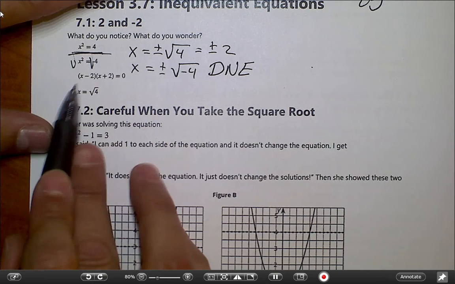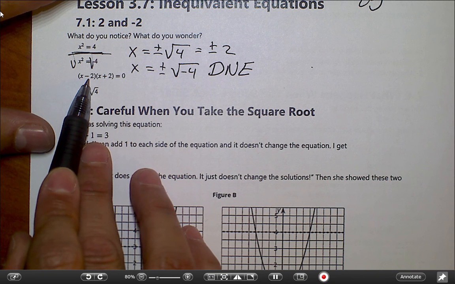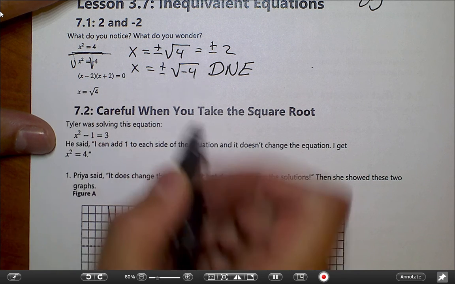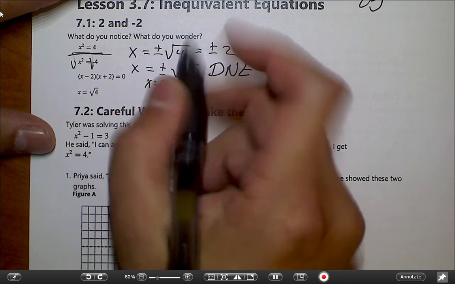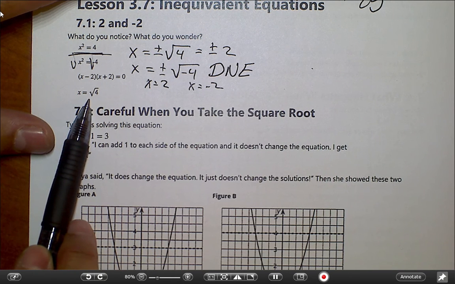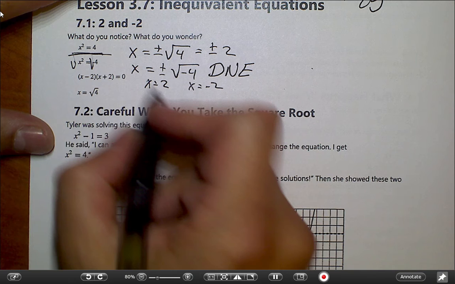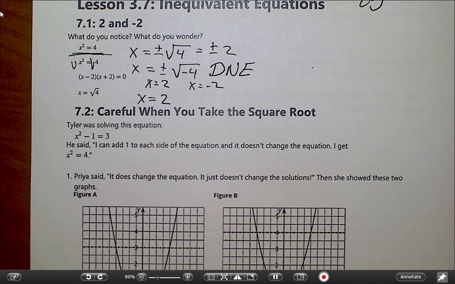All right. So this is factored. So right here, what is x going to equal on this one? Positive 2. X equals positive 2. And what about here? X equals negative 2. And this one right here? Just 2. Only one answer on that one.